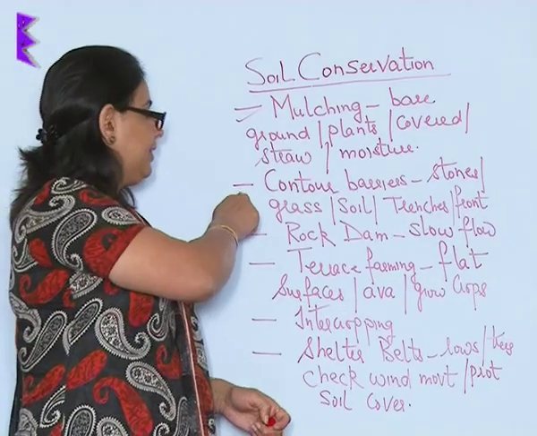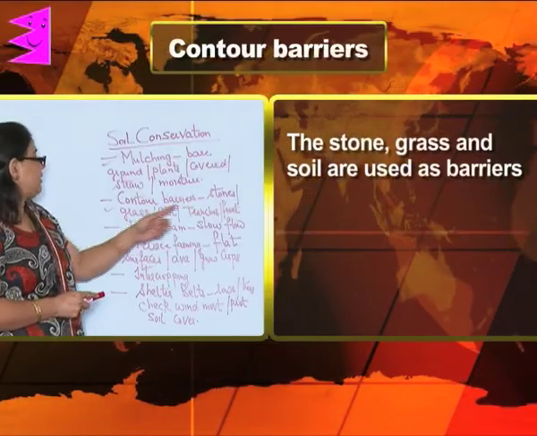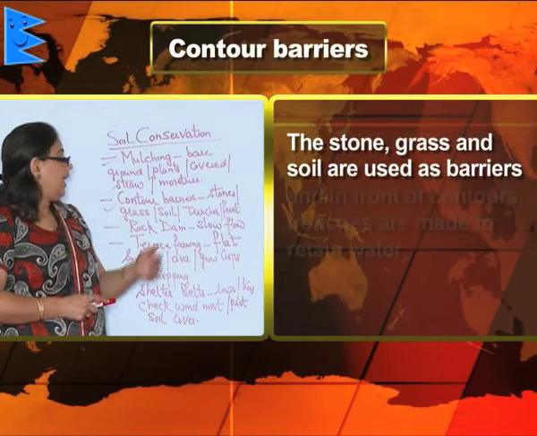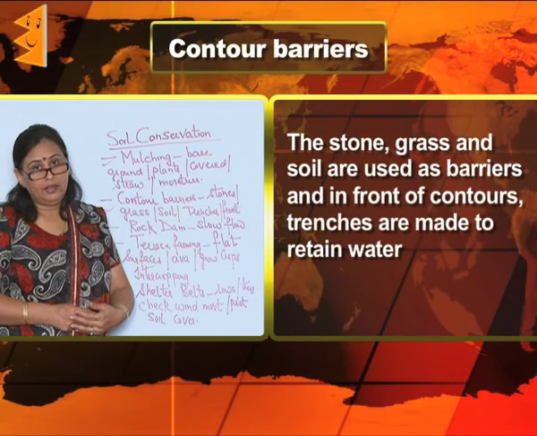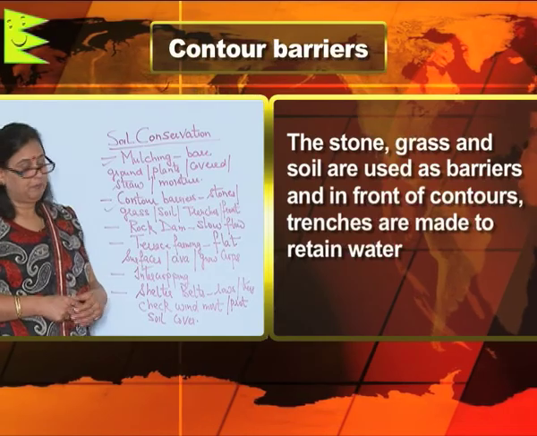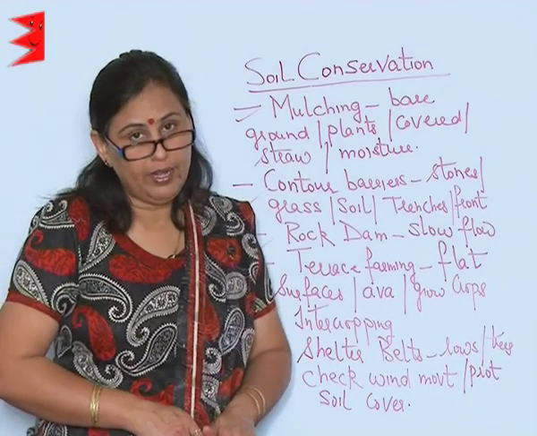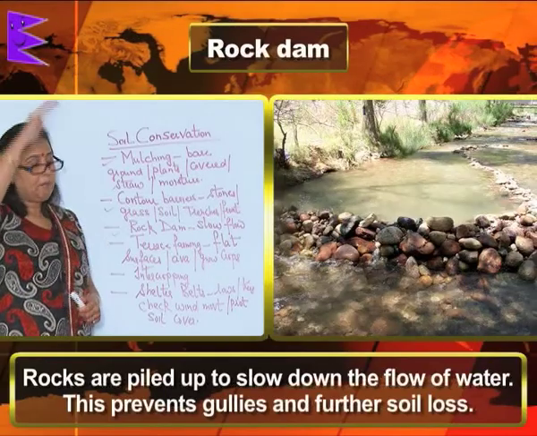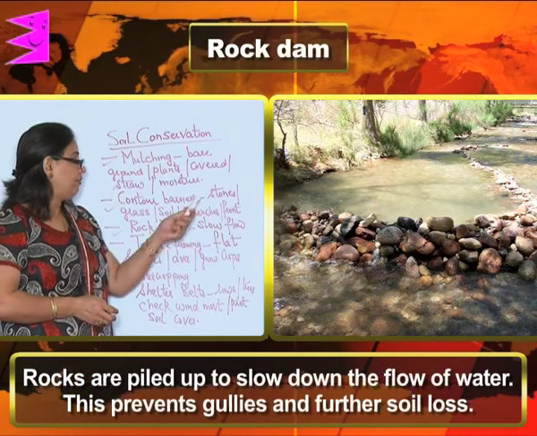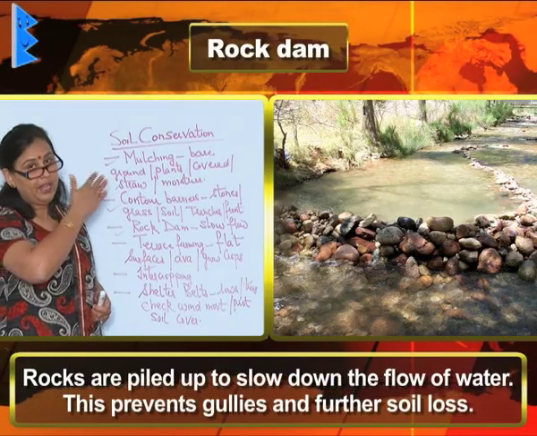Then contour barriers. Contour barriers are where stones, grass and soil are used as barriers, and in front of the contours trenches are made so that the water is retained. Besides, rock dam is another method of soil conservation. The rocks are piled one on each other in order to make the flow of the water slow, so that the water does not wash away the soil.